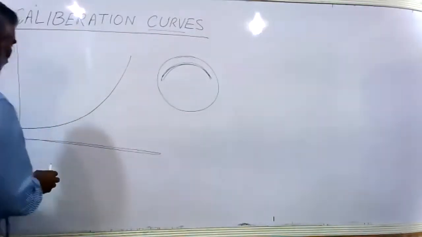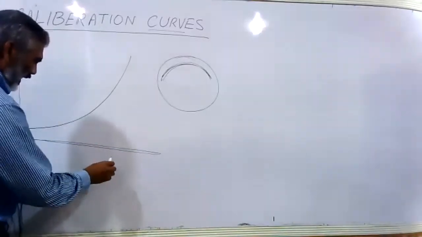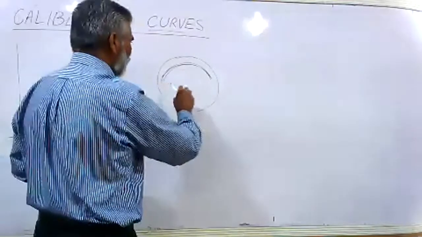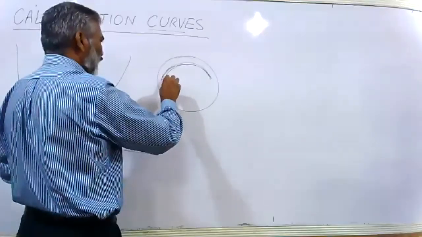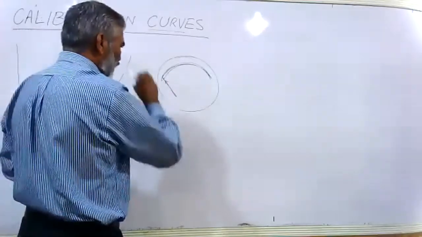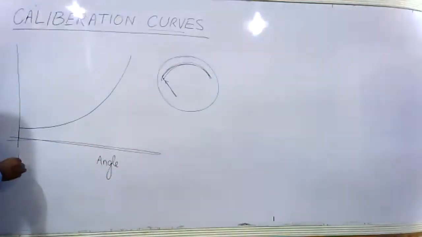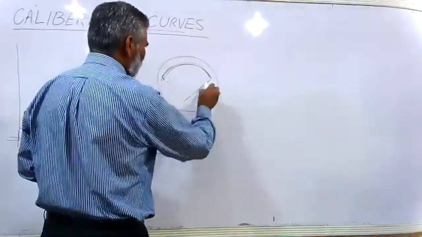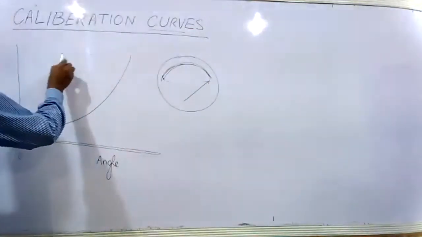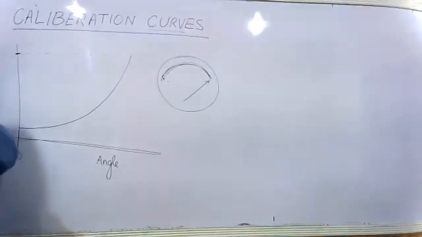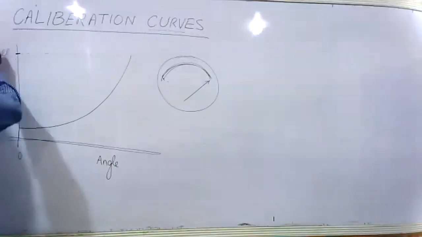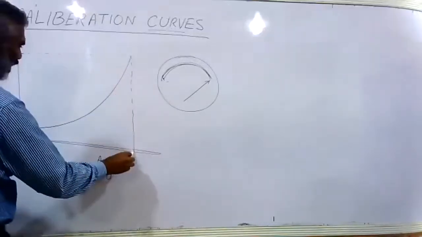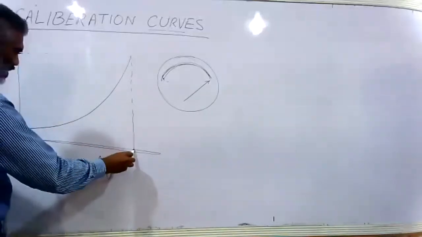The curve shows the angle that the pointer moves. Let's say the pointer is initially here. That means there is no fuel in the tank. So pointer is at 0 angle, 0 degree. But this angle will be very large, something like this, when it is full to its capacity. So let's say this is the full, this is fuel actually. And when the tank is full, it is the maximum angle that we have.